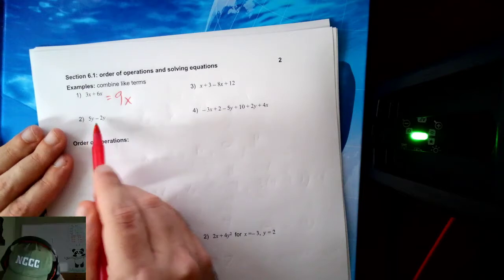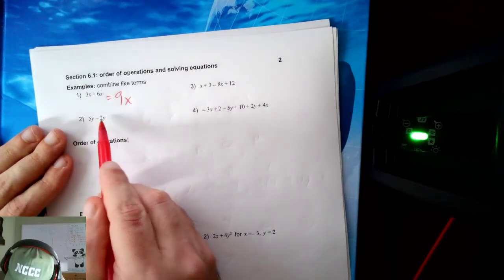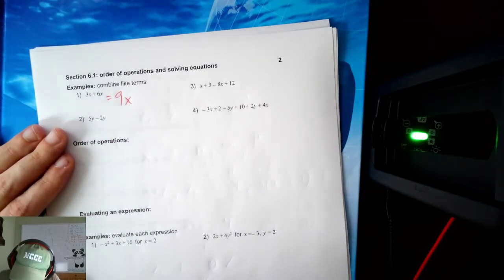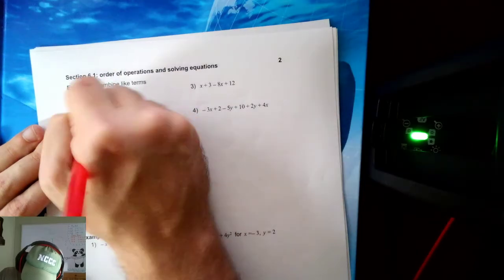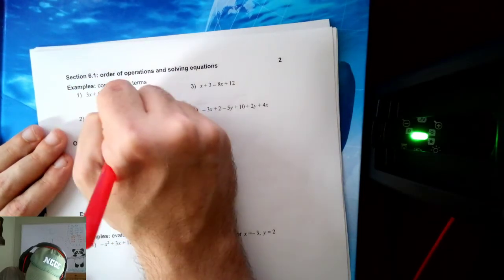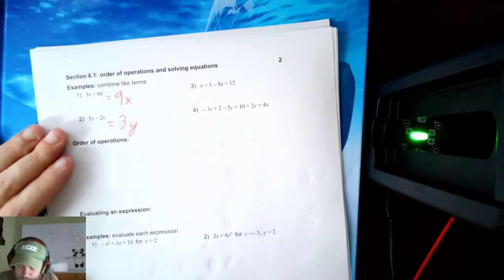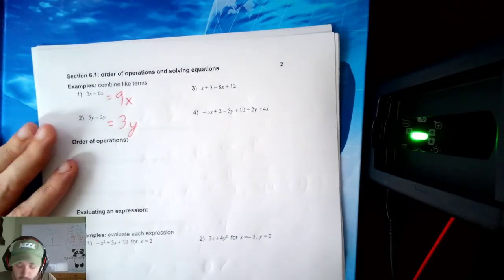Let's look at the second example. 5y minus 2y. Well, they're both y's, so I do 5 minus 2, which is 3y. Make sure the y does not go away.